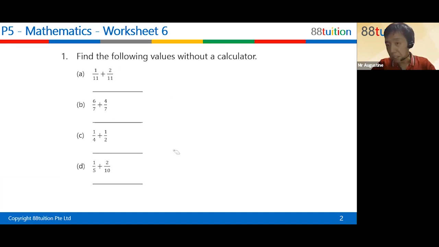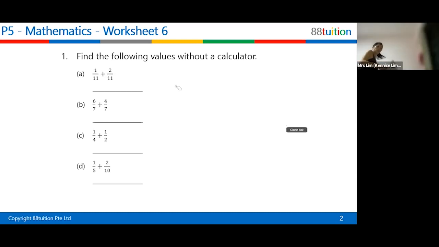So if the denominator is the same, remember, you can just directly add. Is this okay, everyone? Just look through the 4 questions here. So if the denominator is not the same, how do we add them? Okay, see how it's written in the chat box.